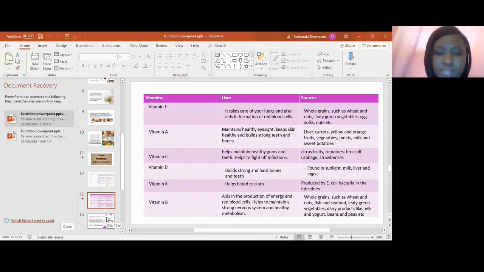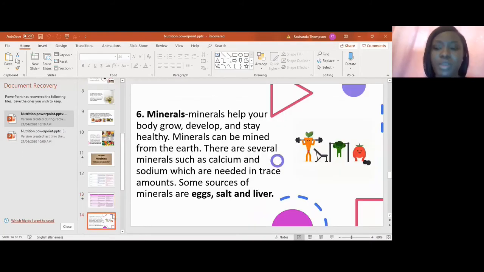Okay, so let's move on quickly to minerals. This is our sixth type of nutrient. We did carbs, we did fiber, we did protein, we did vitamins, we did fats, right? So now we're on to minerals. Number 6 is minerals.